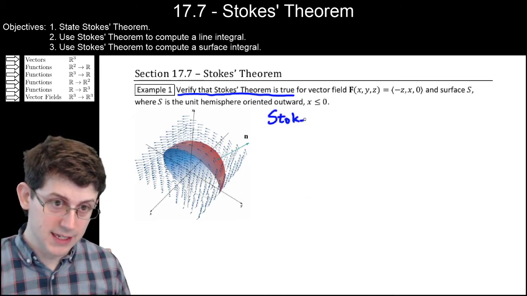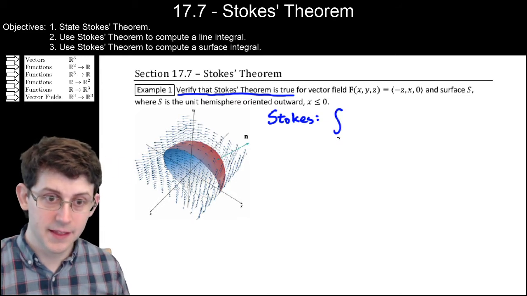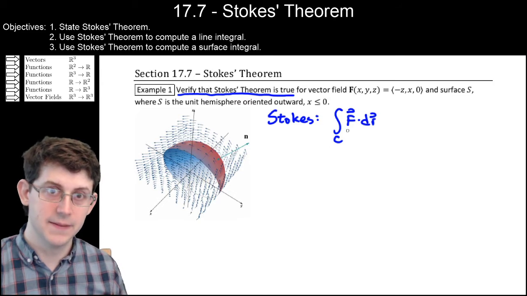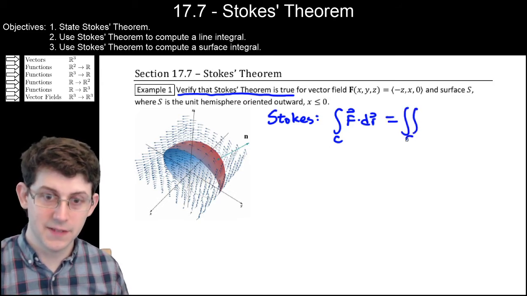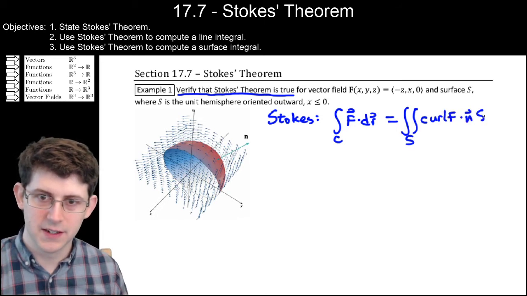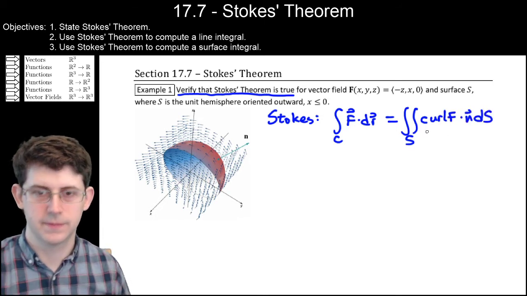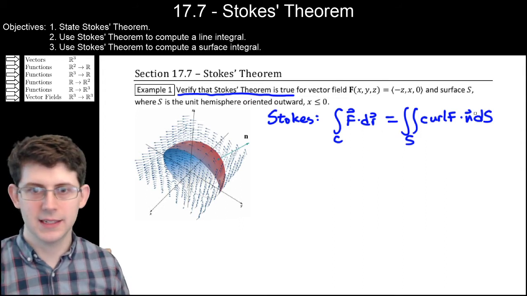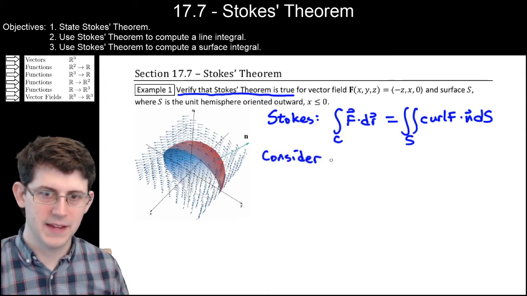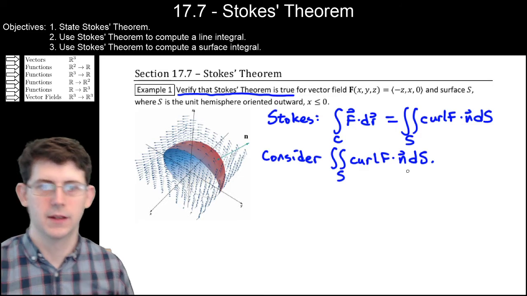So Stokes' theorem says that the circulation of the vector field on the curve C is the surface integral of the curl of the vector field on the surface. So let's just do both. Let's get the hard one out of the way first. So we'll find the surface integral first. How do we do that?